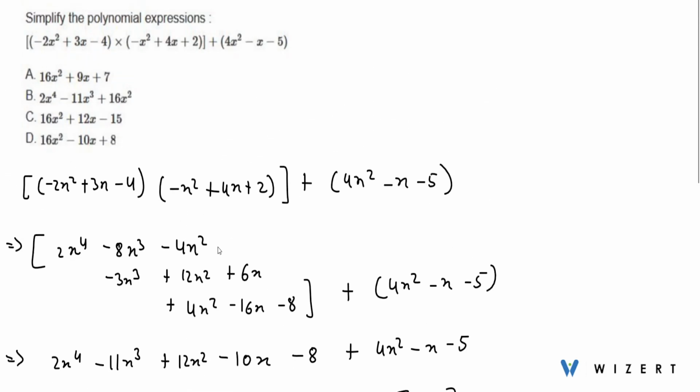Let's add another option over here. So option number E will be none of these. So none of these is the correct answer.